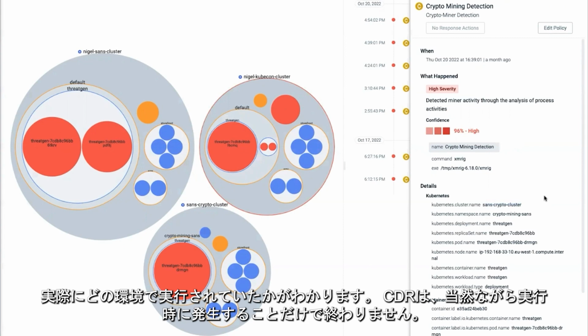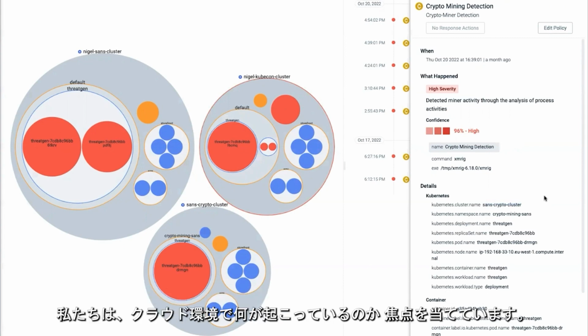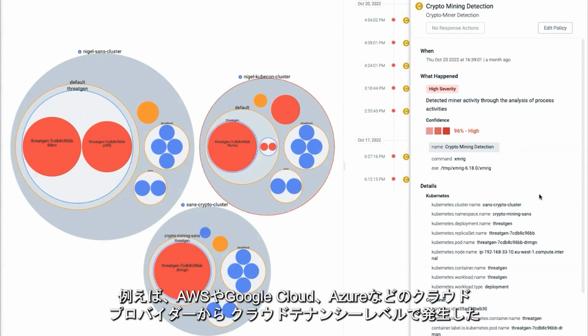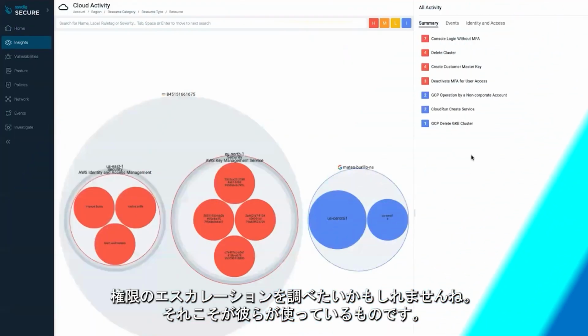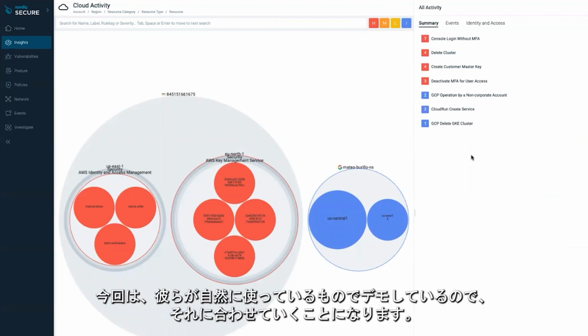Now, CDR doesn't end with just what goes on at runtime. Naturally, we're focused on what happens at the cloud environment. So you might want to look at, for instance, escalation of permissions that might have occurred on the cloud tenancy level. From AWS or Google Cloud or Azure, whatever the cloud provider it is that they're using, naturally this part of the demo is going to be tailored somewhat towards that.